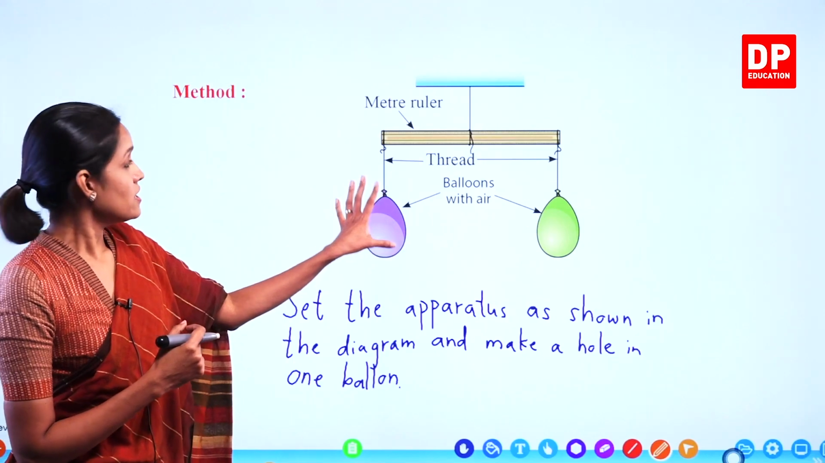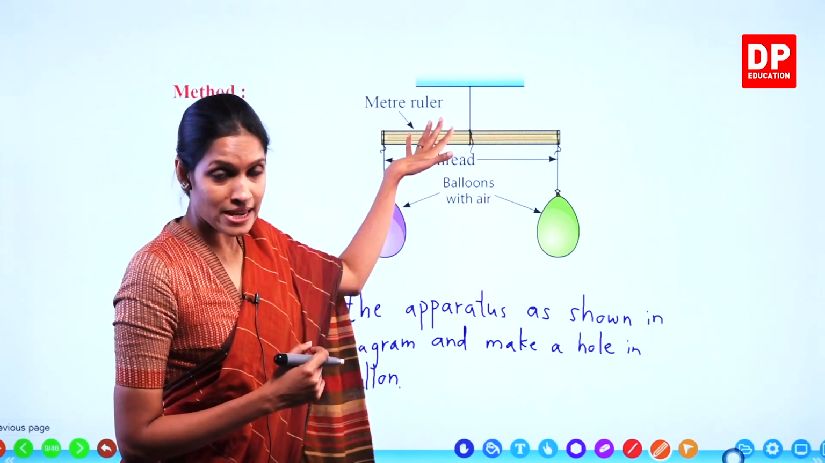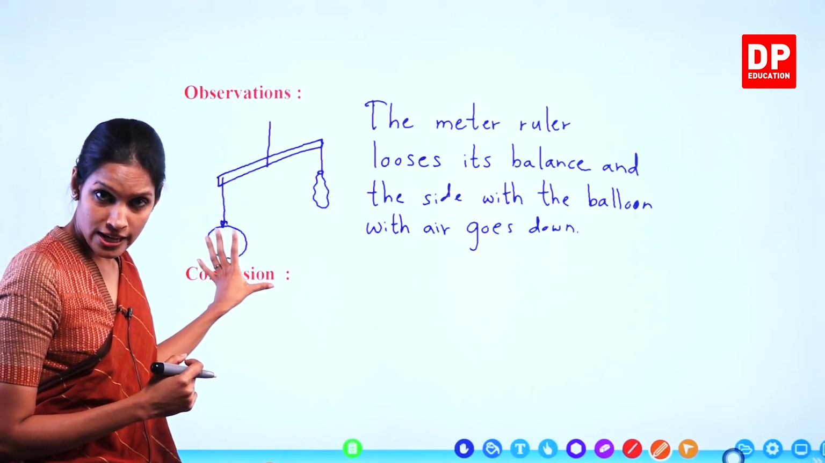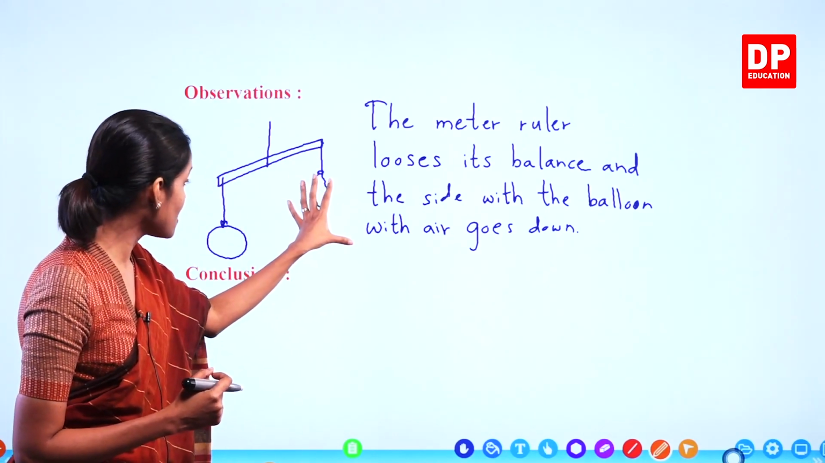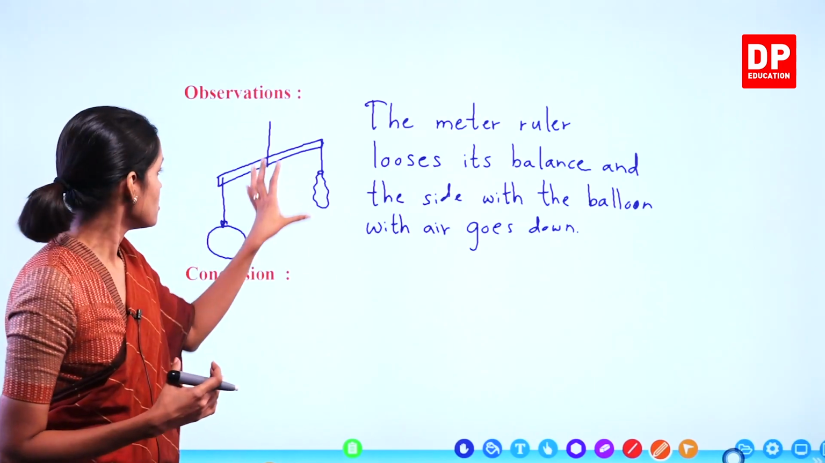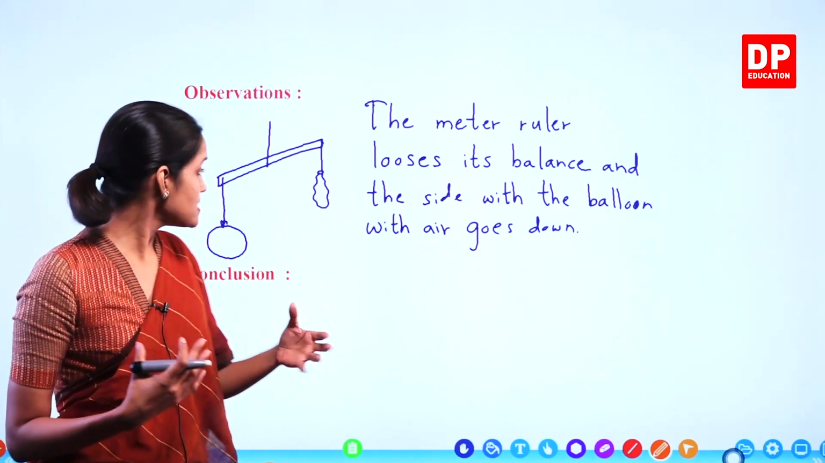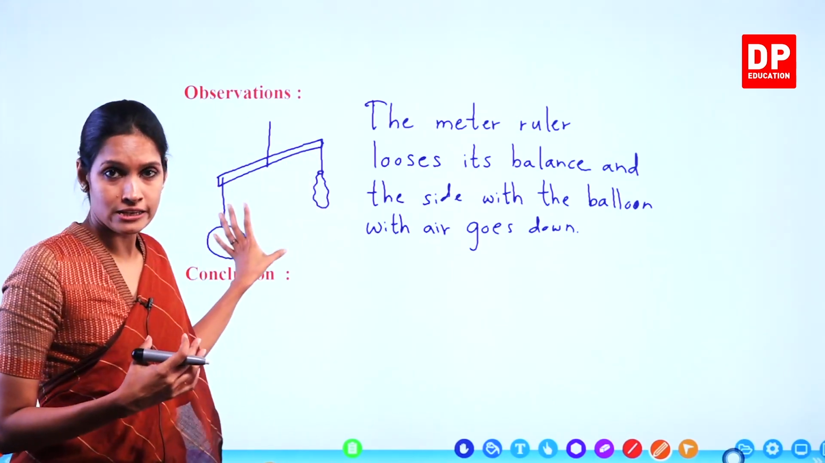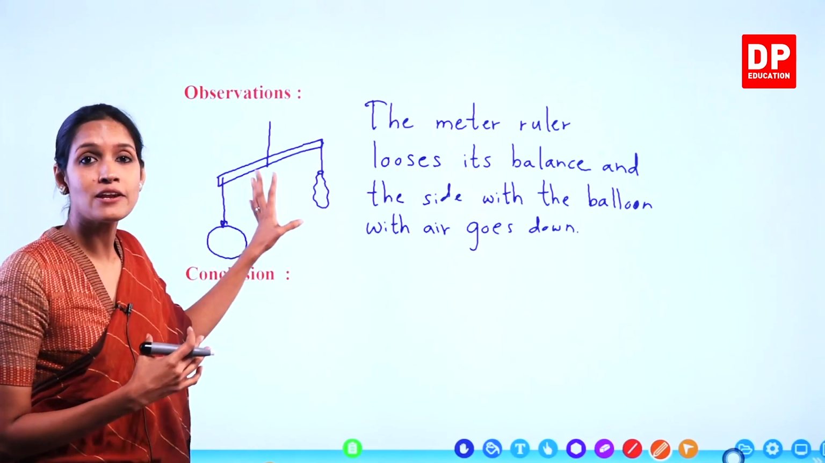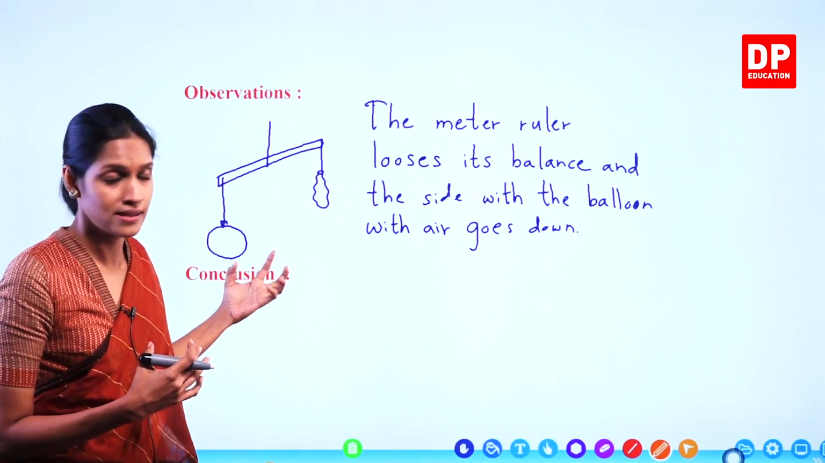Look at this one. Now 2 balloons with air here and the meter ruler is balanced. Okay, but here what happens? Only one balloon has air and the other one doesn't have, and this side goes down. Why does this happen, children? Now both the sides have the balloon. So if air doesn't have a mass, because 2 balloons are here, that should still be balanced. But it doesn't happen. It means this side becomes heavier because of the presence of air, right?